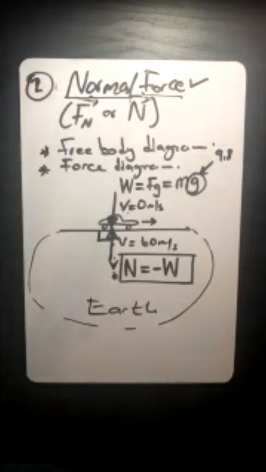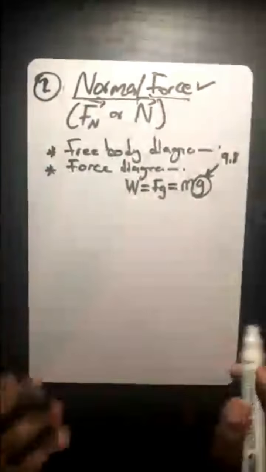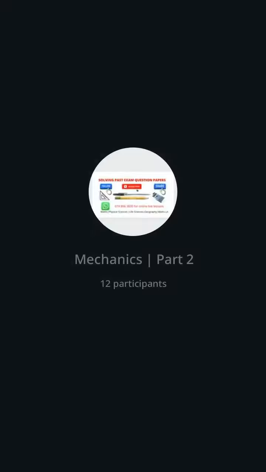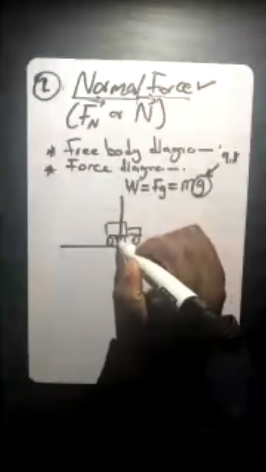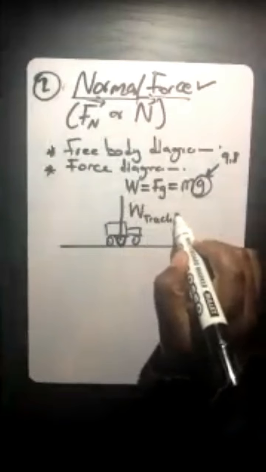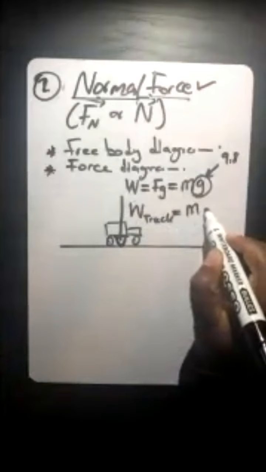Okay, so let me remove maybe all of these because I hope it made sense to everyone. So what I'm going to do now, we've got that surface and then we've got that car. I hope all of that made sense to everyone. We say this car has a weight. I hope you guys agree with me on that one. So let's say this is the weight of the truck. What is the formula for the weight, guys? The formula is mg.